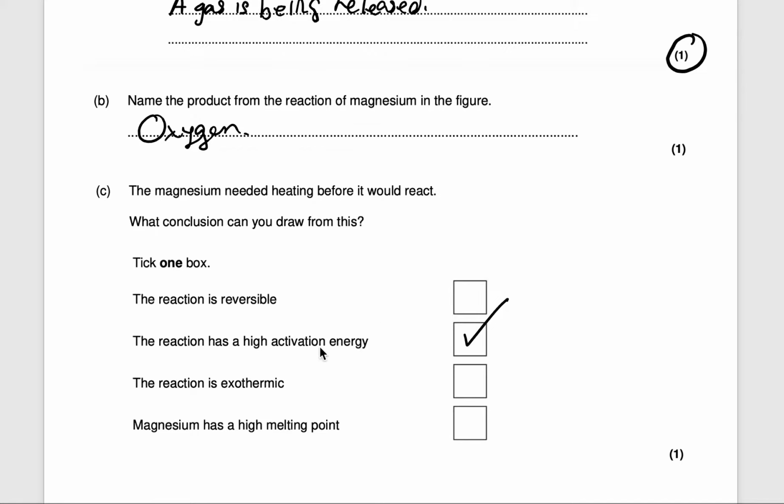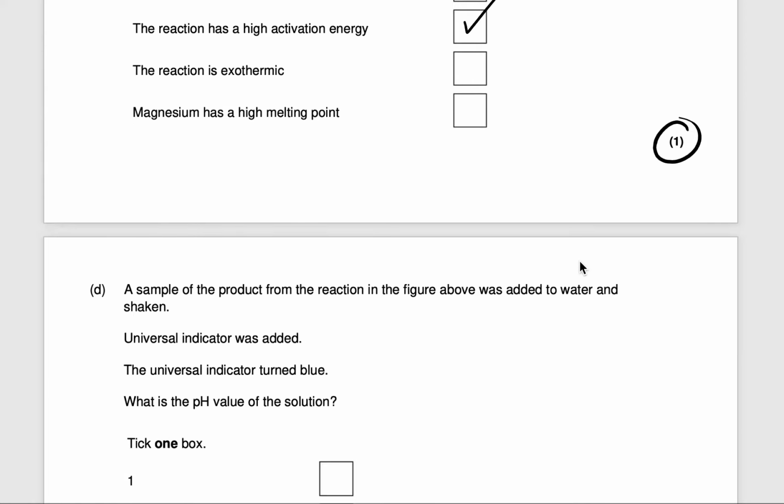Remember, the activation energy is the minimum energy required to start a chemical reaction. Now, this one you need to heat it for the chemical reaction to take place. So it has a high activation energy. That will get you 1 mark. Okay. Next question.